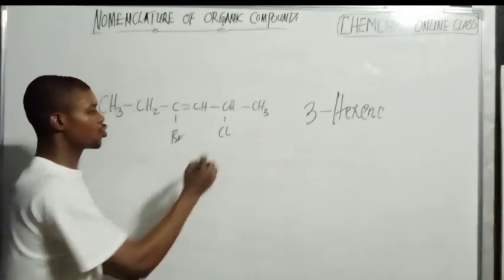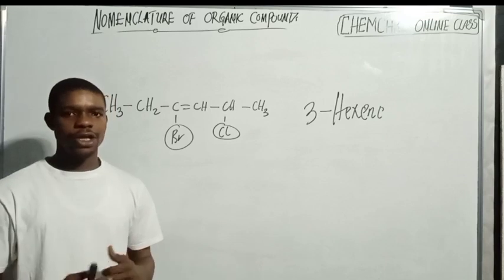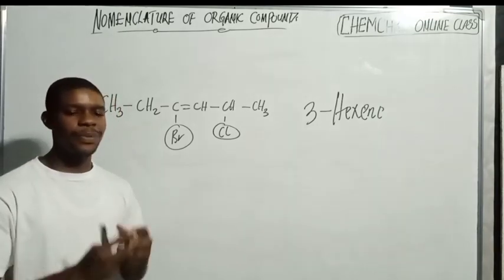So we are now going to use what? Your substituents. You're now going to sum the substituents together. The one that gives you the lowest possible number will be the right numbering.